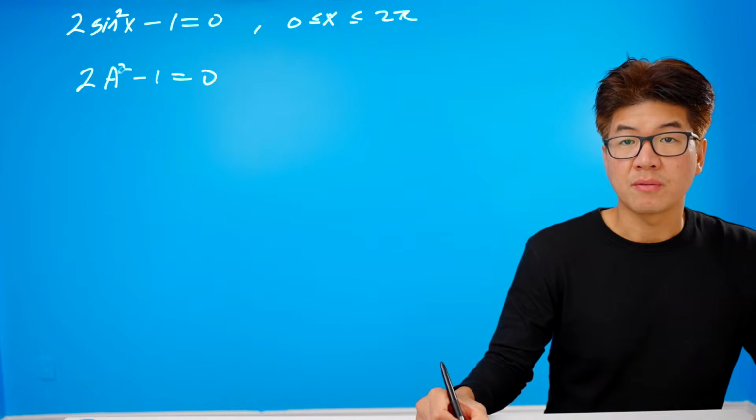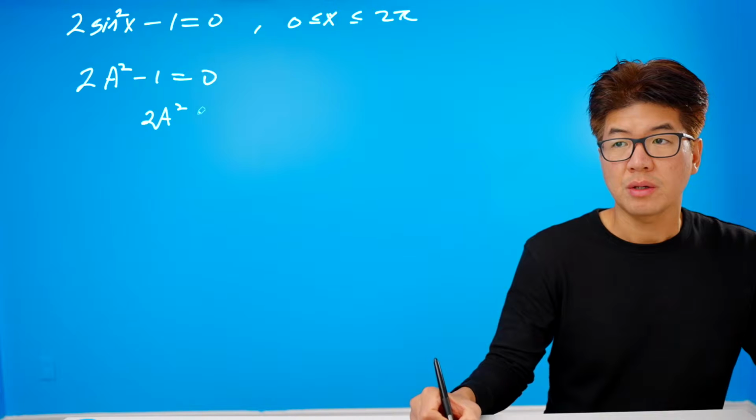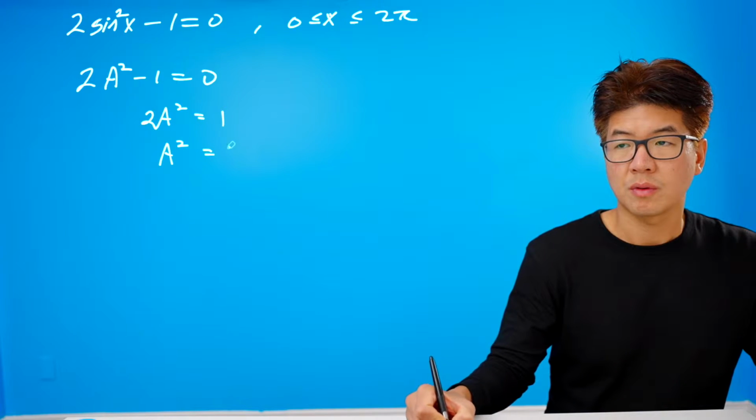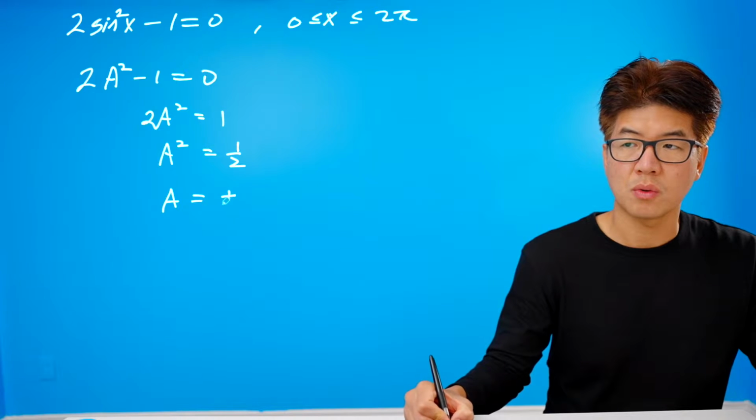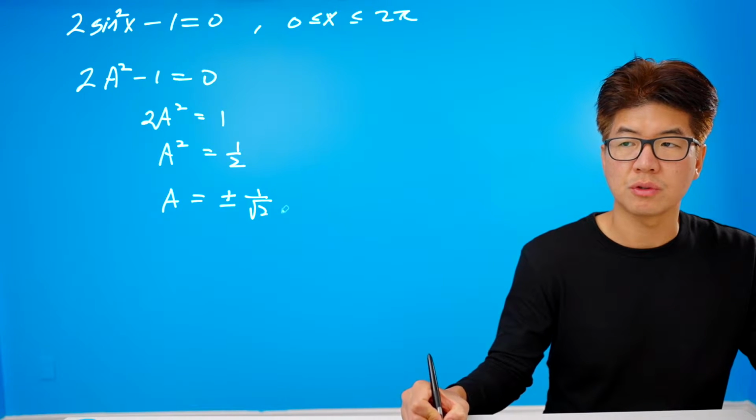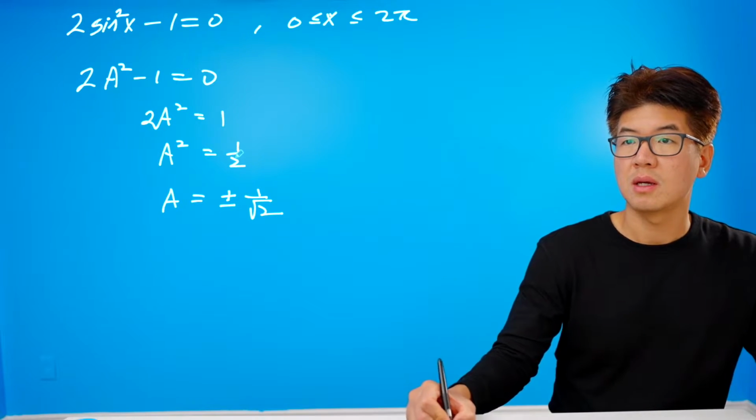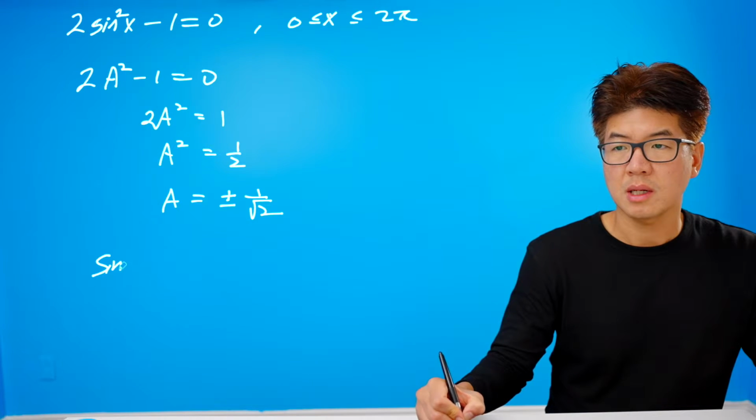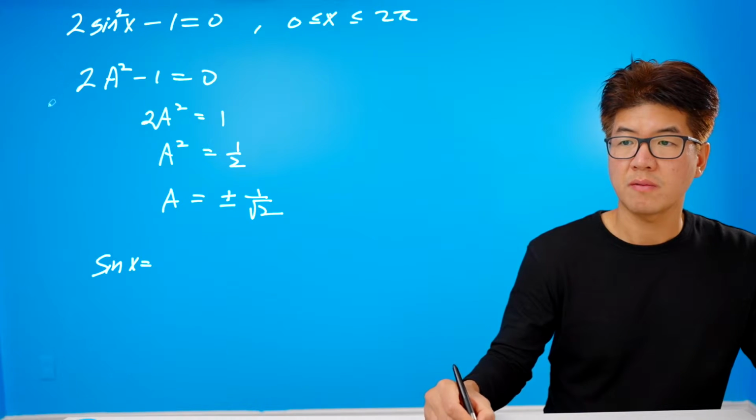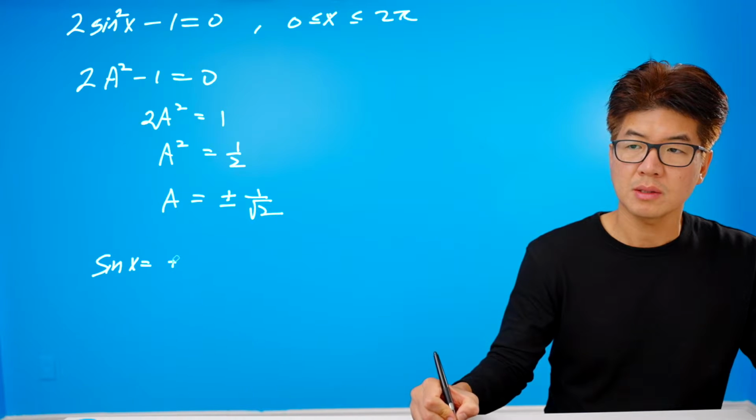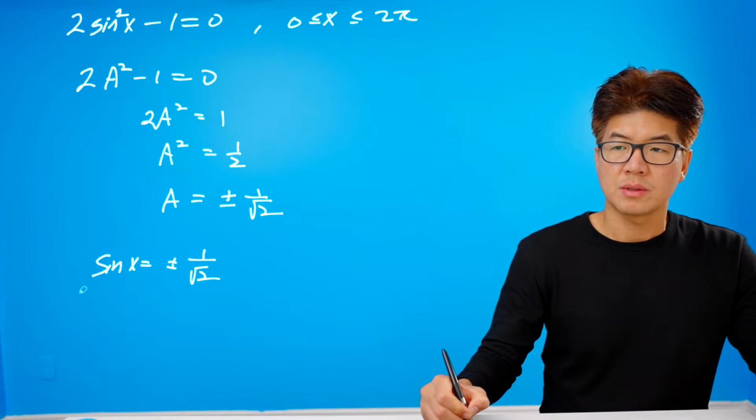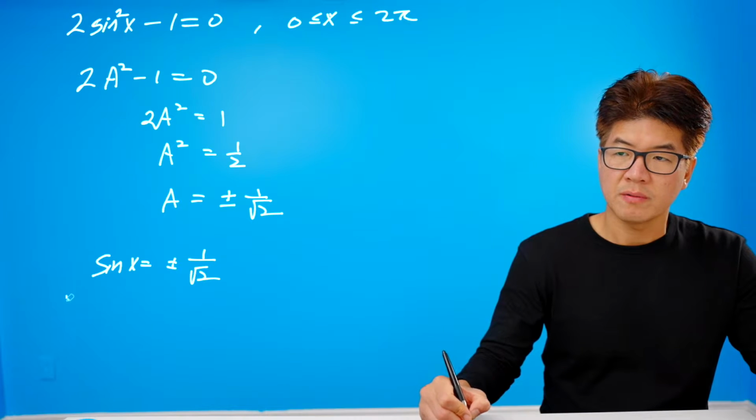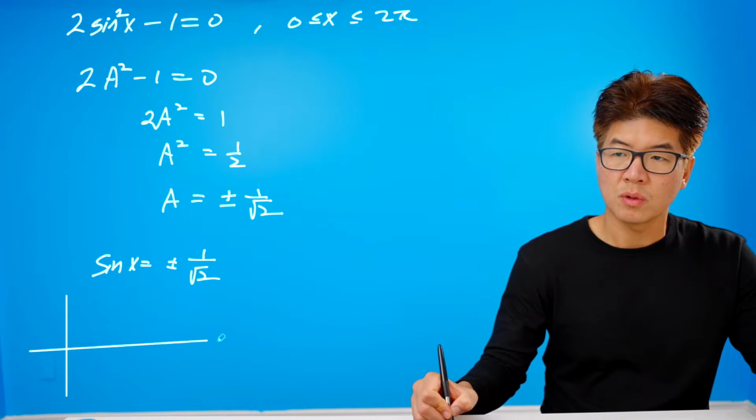You can just isolate for a. So you get 2a squared, you get half, and be careful here: a is going to be plus or minus 1 over root 2 when you square root both sides. Meaning sine of x will become plus or minus 1 over root 2.